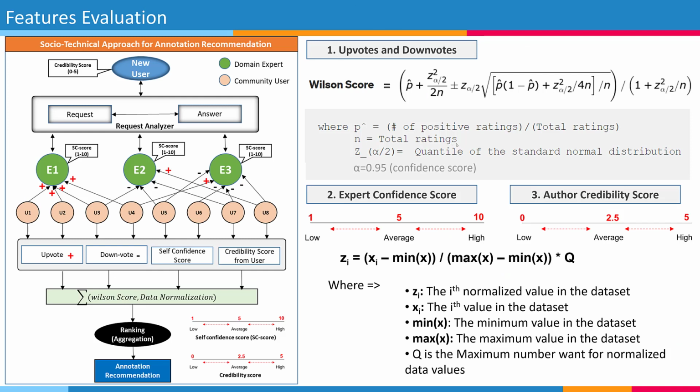We have collected some features by evaluating this methodology, like upvotes, downvotes, expert confidence score and author credibility score. We apply the Wilson score on the upvotes and downvotes, and a value between 0 and 5 is obtained from the Wilson score. To normalize the expert confidence score and author credibility score between 0 and 1, we use this mathematical equation.